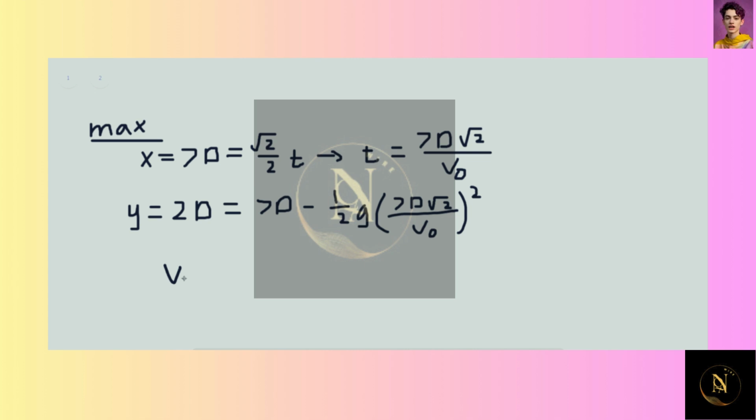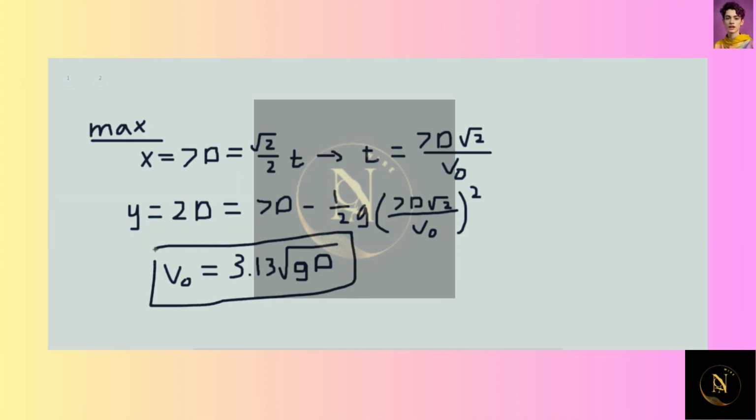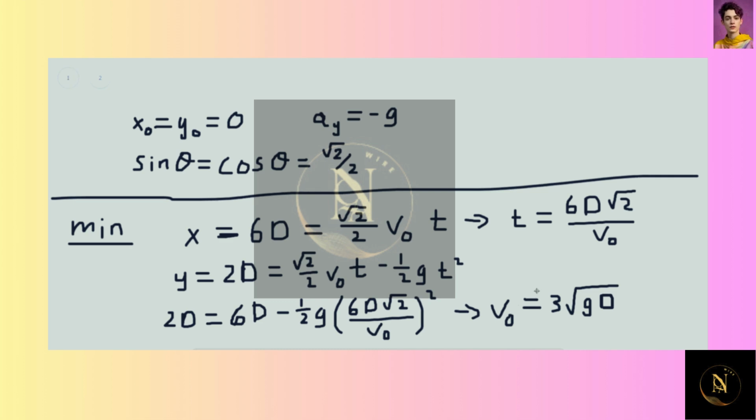So again, using the same method, solving for v naught, we find in this case that v naught is equal to 3.13 square root of g times d. So as expected, it is slightly larger because previously it was 3. So our range is 3 to 3.13 square root of g times d. So we can box that in as our maximum value, and we'll box this in as our minimum value of our range.